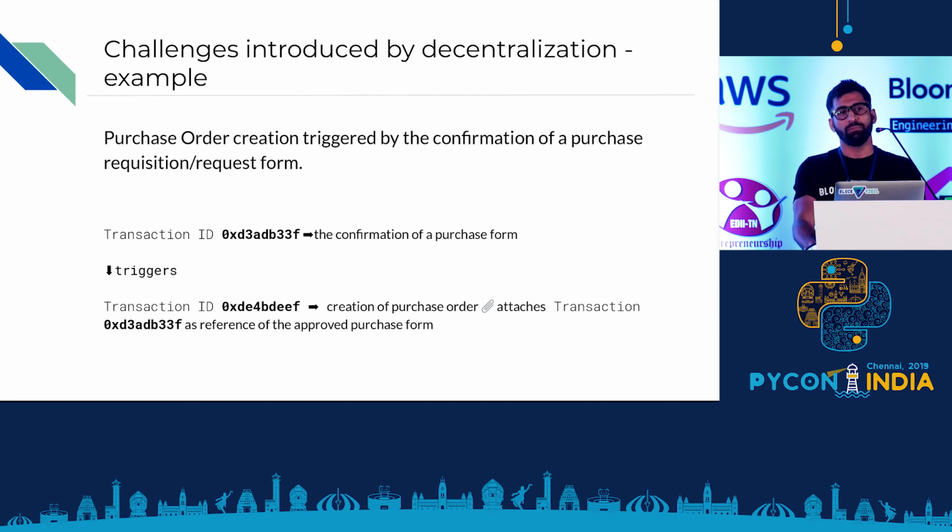Let's see why. If you're familiar with what a purchase order is, what usually happens is there's a purchase requisition or a request form which is approved by someone, maybe from the finance department, right, which triggers a purchase order. So I have something like this, dead beef, which is a transaction ID for the confirmation of a purchase form, which triggers another transaction ID which references the previous one as the confirmation. So this transaction, which I am hovering on right now, happens to be a creation of a purchase order, and it's referencing the previous transaction as the confirmation.